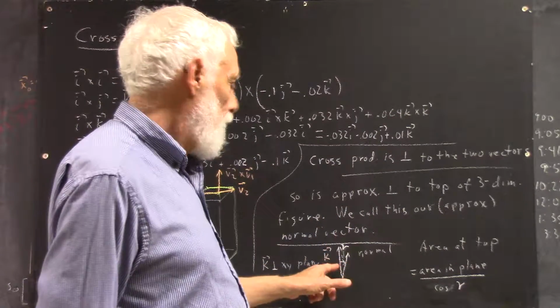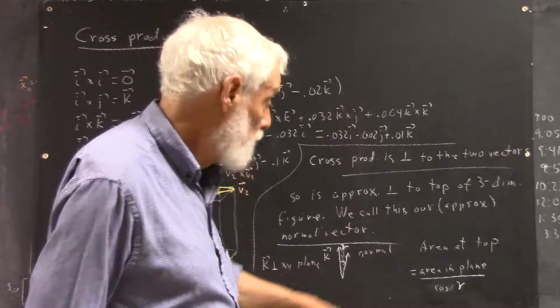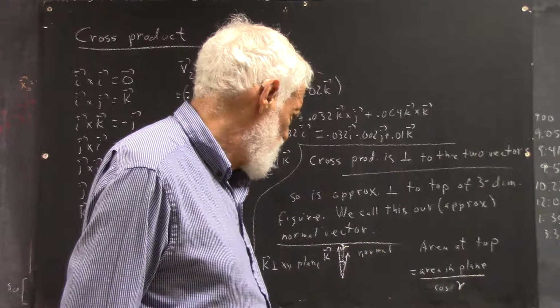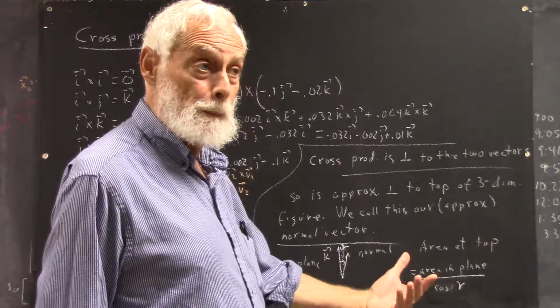When these are parallel, gamma is 0 and the areas are equal. The cosine is 1, right? If they're parallel. Because the angle is 0.